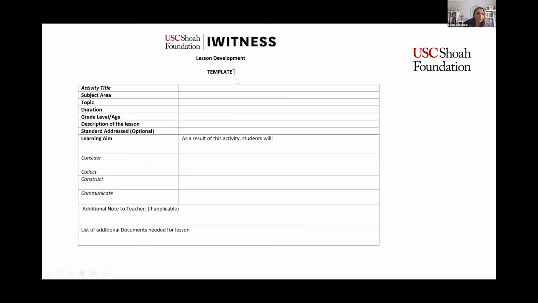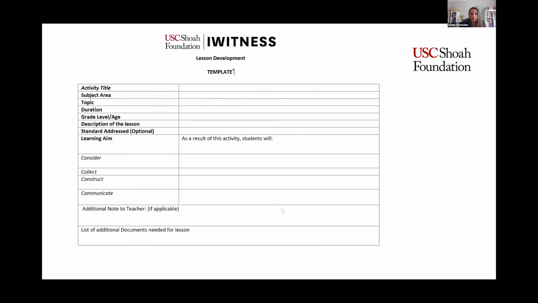Here. And so how does that lesson you just saw come to life? We use a particular template, a Word document, where we break down the lesson title, the subject, the topic, how long we think the lesson is going to take, and the description, and then bullet point what we need to do in each of the C's.